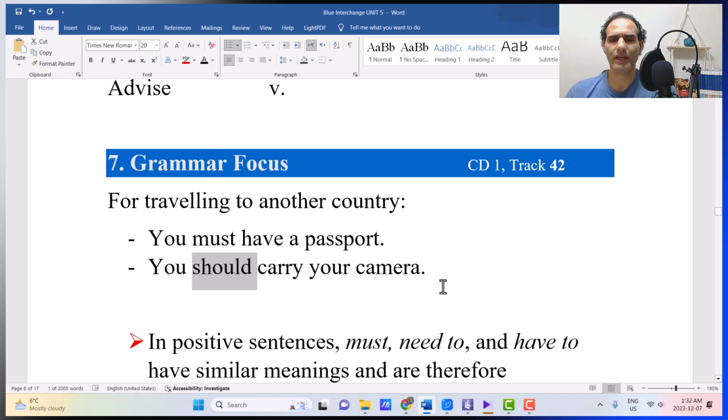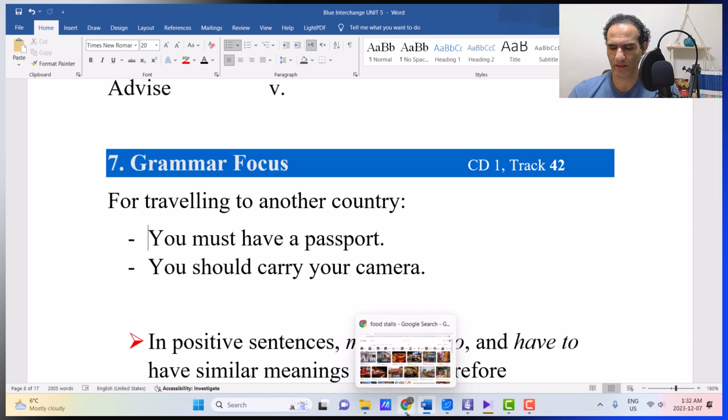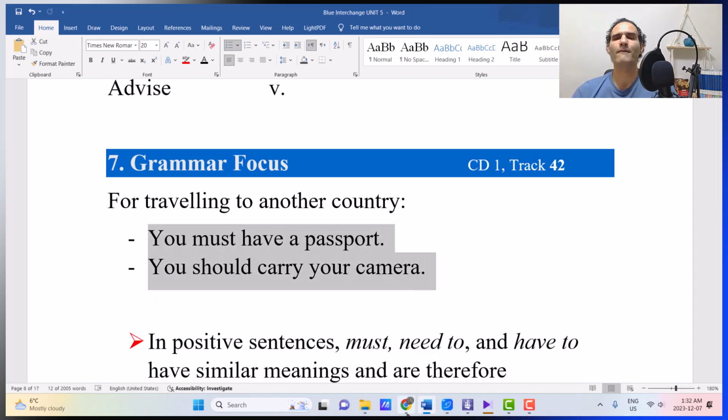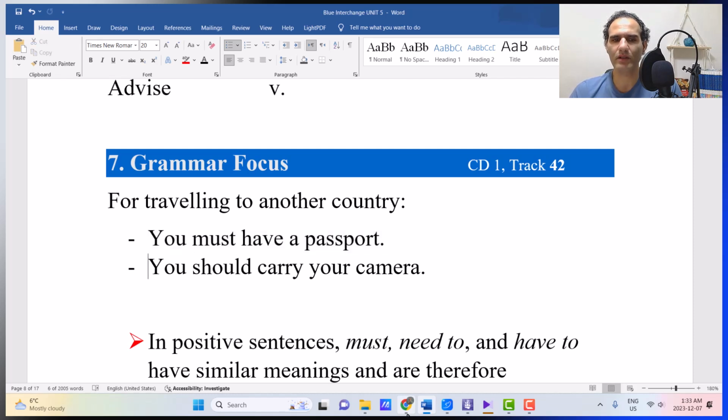Should. You should carry your camera. It means I suggest it to you. Why? Because with your camera, you can take lots of high quality photos. Maybe on your cell phone you can do the same thing, but a camera could be something else for a professional photographer. So basically, if you just understand these two sentences, you should understand the contrast between must and should. Must means a necessity without which it is impossible. Should means my strong suggestion to you, but you can decide not to take it.